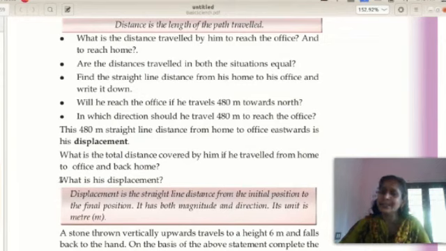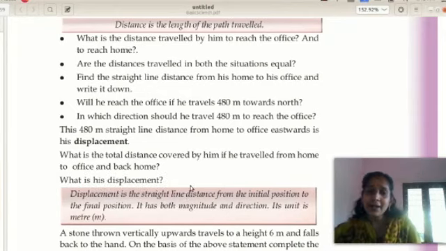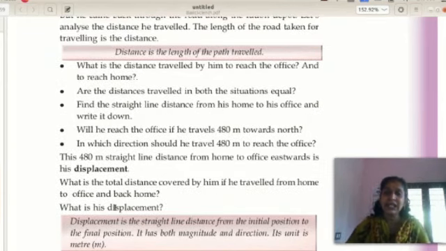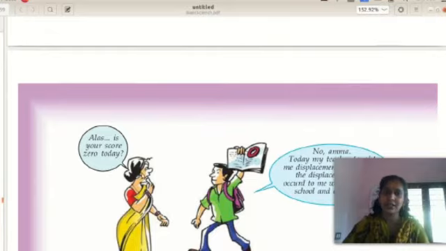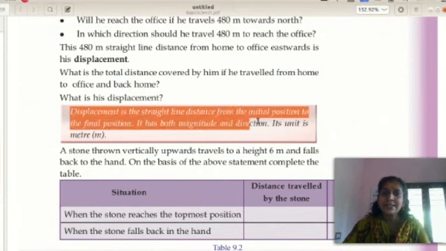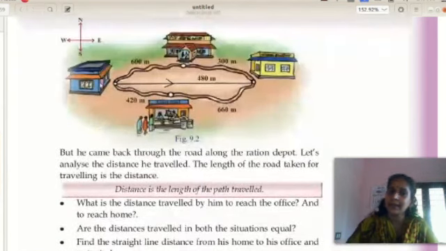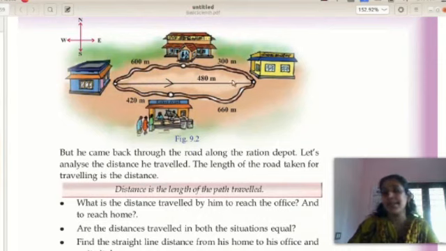What is his displacement? Displacement is equal to 480 meter. So, displacement is the straight line distance from the initial position to the final position. Here, this is the displacement of our person, that is 480 meter.